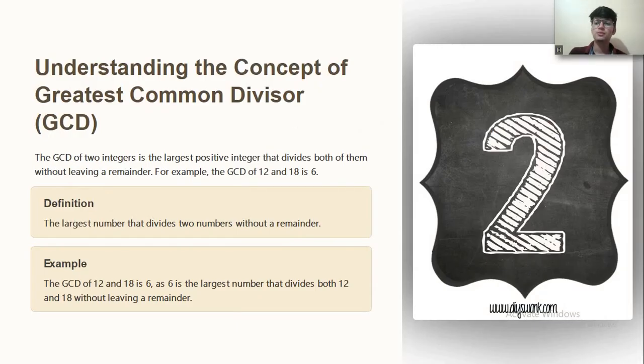Understanding the concept of greatest common divisor, which is GCD. The GCD of two integers is the largest positive integer that divides both of them without leaving a remainder. For example, the GCD of 12 and 18 is 6. Definition: the largest number that divides two numbers without a remainder. The example is the GCD of 12 and 18 is 6, and 6 is the largest number that divides both 12 and 18 without leaving a remainder.